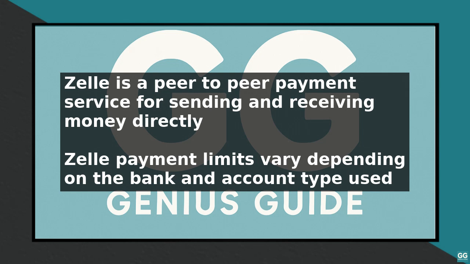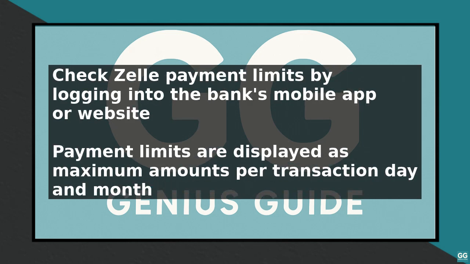First, you need to check your Zelle payment limits by logging into your bank's mobile app or website. Look for the Zelle section and click on it to see your payment limits. The limits are usually displayed in terms of the maximum amount you can send or receive per transaction, per day, and per month.